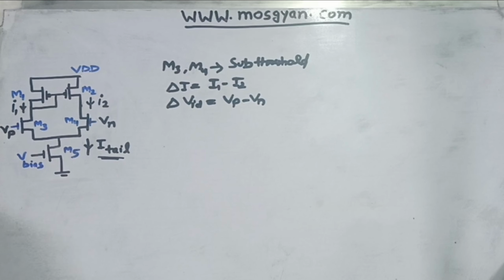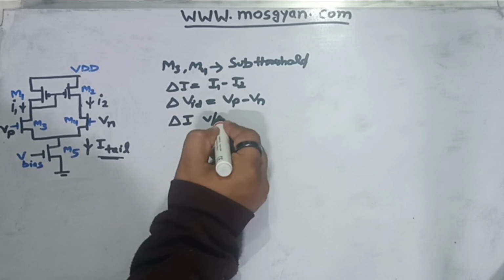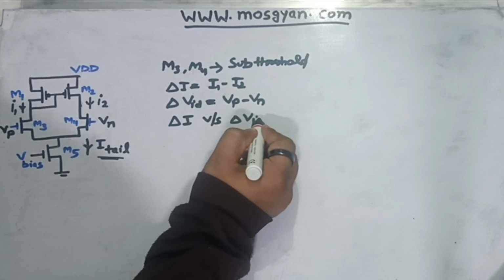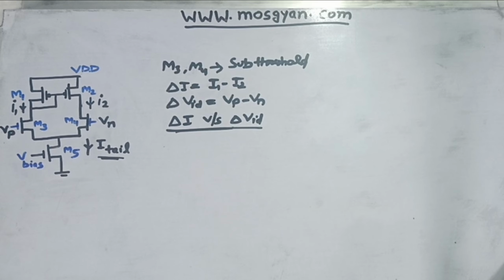Now in this question it has asked to plot the curve of delta I versus delta VID. This curve we need to plot, and this we can only plot when we know the direct equation between delta I and delta VID. So that we will derive in this question. The key information here is what I mentioned in the beginning. This MOS M3 and M4 are working in sub-threshold region. So this we need to take into consideration while deriving the equation between delta I and delta VID. So let's start solving this question.